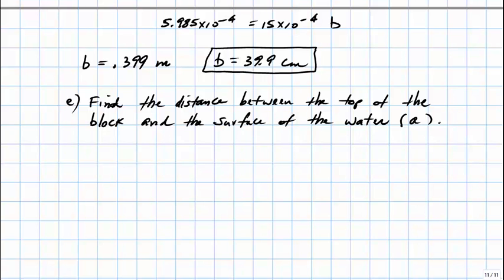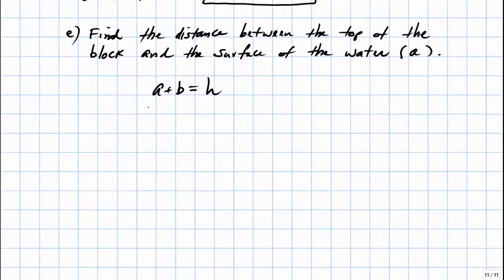As we noted, A plus B just equals H. We found the value of B equals 39.9 centimeters. H was calculated as 76 centimeters, and if we transfer the 39.9 to the other side, the value for A simply equals 36.1 centimeters.